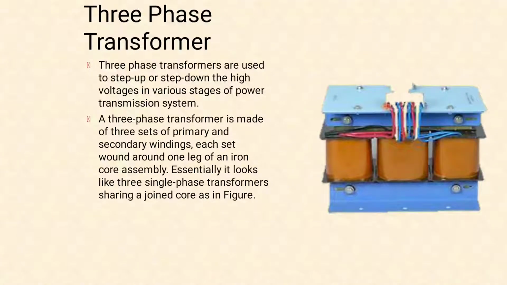So three-phase transformers are used to step up or step down the high voltages in various stages of the power transmission system. A three-phase transformer is made up of three sets of primary and secondary winding, each set wound around one leg of an iron core assembly. Essentially, it looks like three single-phase transformers sharing a joint core, as in the figure.